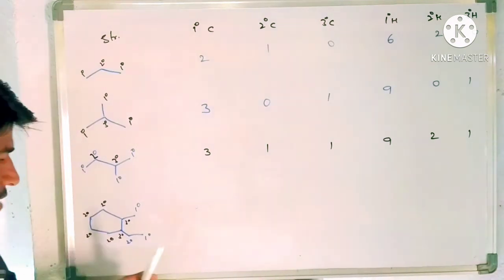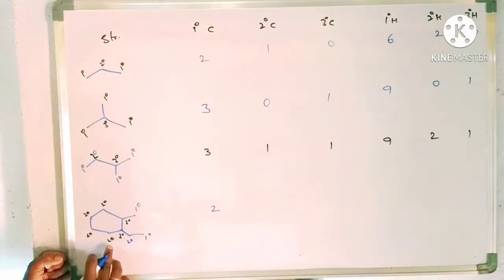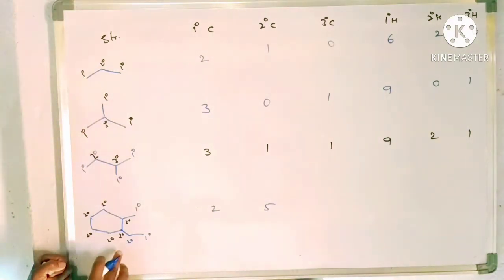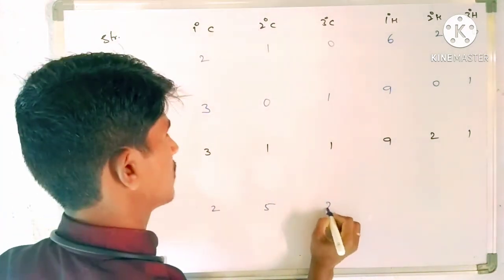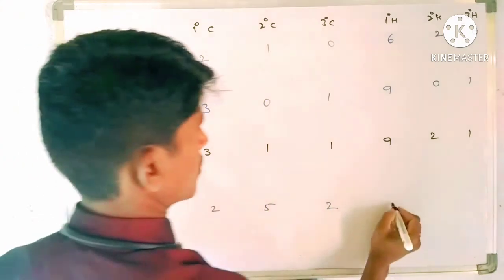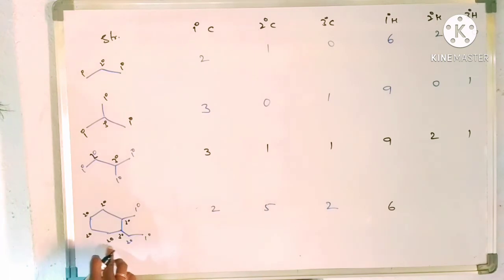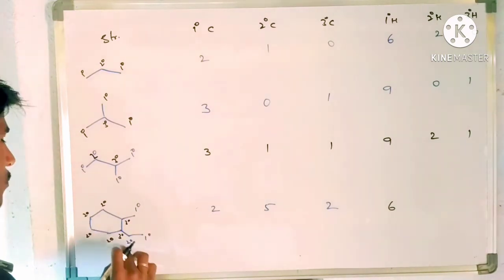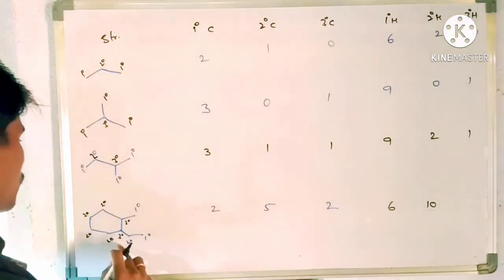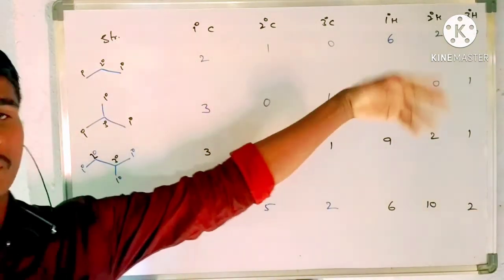Let us consider how many primary carbons are there. 1, 2. Two primary carbons. Secondary carbons are 1, 2, 3, 4, 5. Five secondary carbons. Tertiary carbons are 1, 2. For the 2 primary carbons, 6 primary hydrogens are there. Secondary hydrogens: 5 times 2 is 10 secondary hydrogens. Tertiary hydrogens are only 2. So this is the way to calculate the primary, secondary, tertiary carbons and hydrogens.